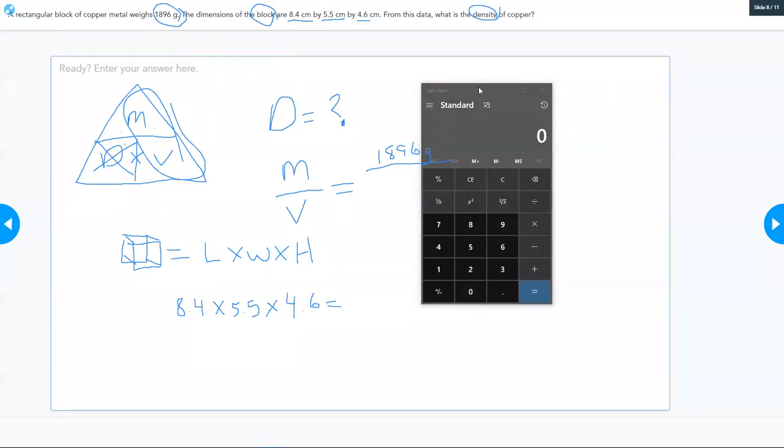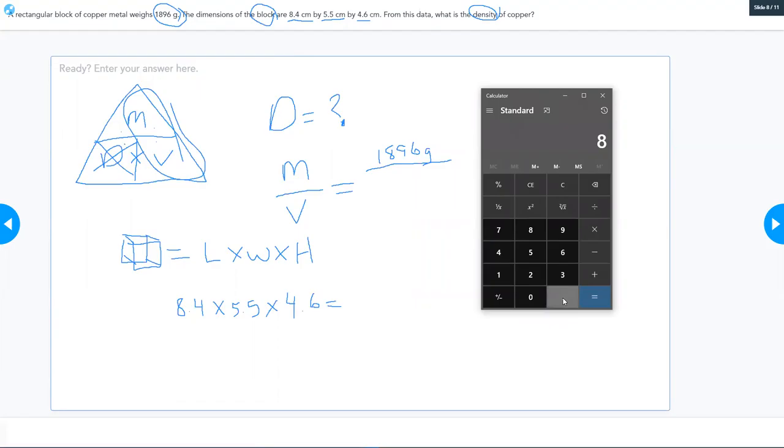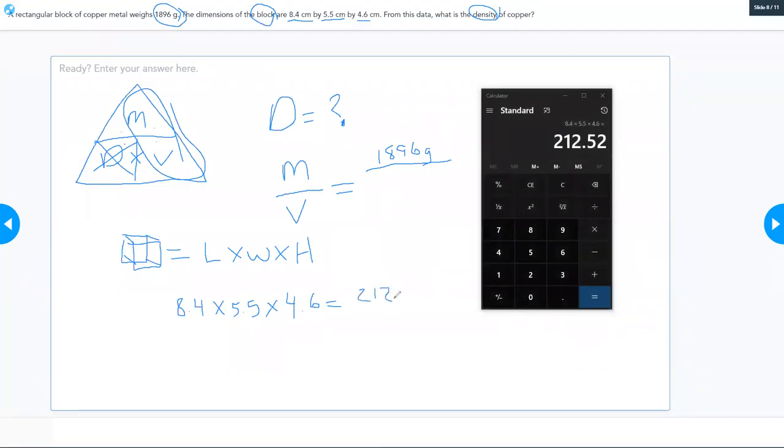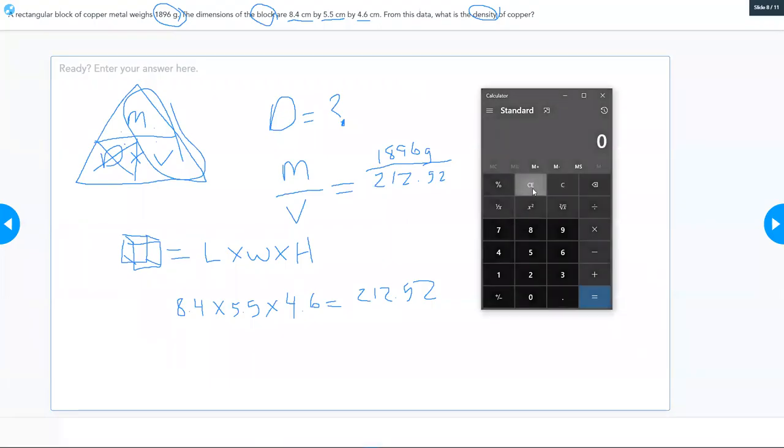You're going to have a calculator on your exams in Schoology. 8.4 times 5.5 times 4.6 equals. And you're going to get kind of a big number, and that's okay. 212.52. So then you want to write that number up here, 212.52. You're going to want to clear your calculator. Okay, and then you're going to want to type this in. 1896. We know that that line means division, divided by 212.52.